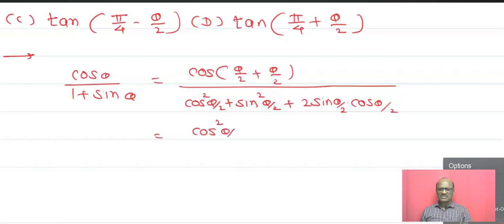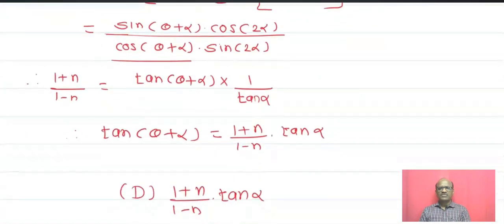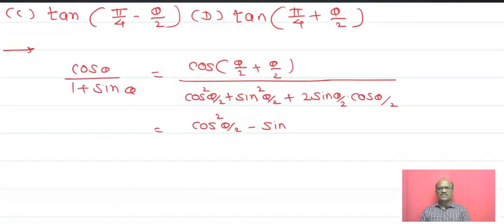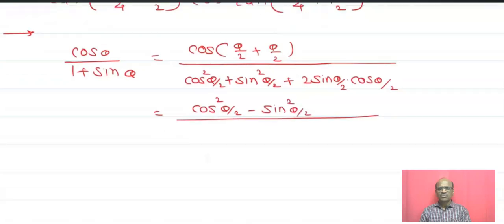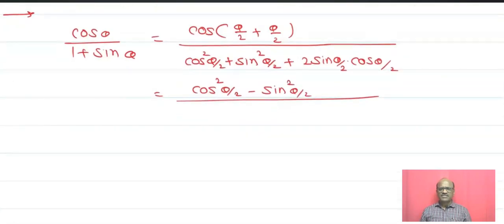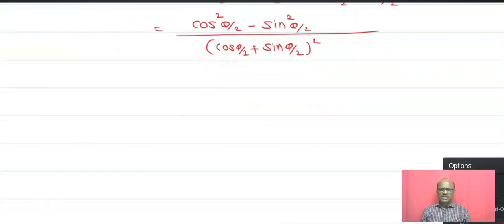Now see this. Cos square theta by 2 minus sin square theta by 2 in the numerator. The denominator is the perfect square of cos of theta by 2 plus sin of theta by 2. Now again I will split this up. This is a square minus b square, and it is written as in first bracket cos of theta by 2 minus sin of theta by 2, into cos of theta by 2 plus sin of theta by 2.